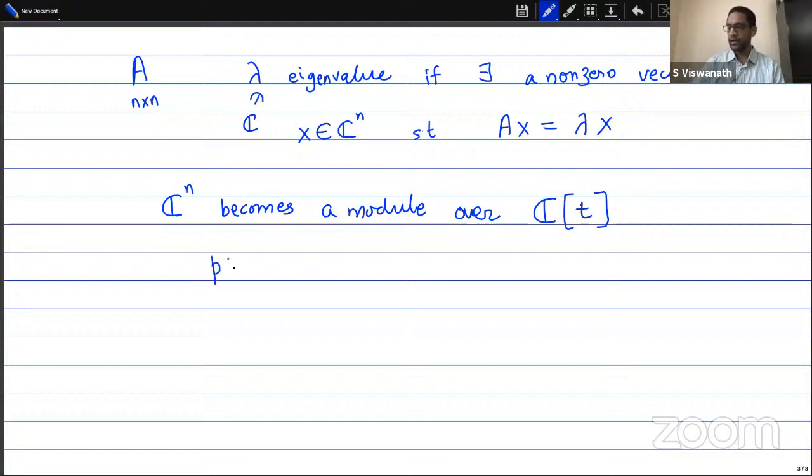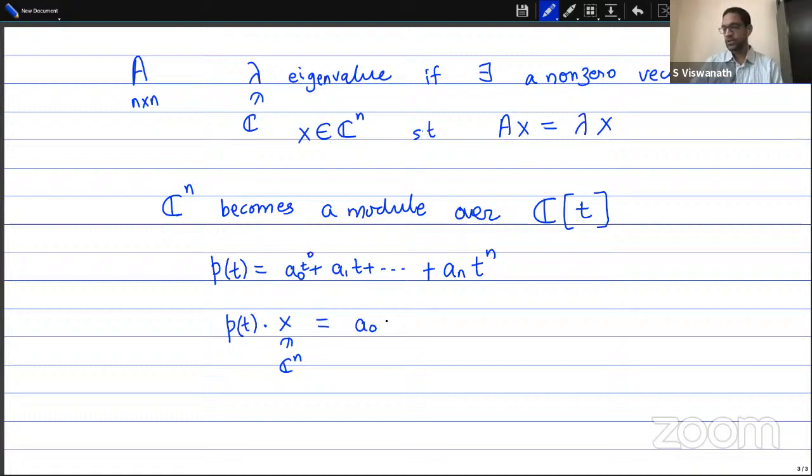If you have a polynomial in t, a typical polynomial looks like a0 plus a1 t plus up to an t power n. When you make this polynomial act on some vector x in Cn, the action is defined by saying that wherever you see this little t, you replace it by the matrix A. Where there is a constant term, t power 0, that is just the identity. So look at this operator, an times capital A power n, and then you make it act on the vector x.